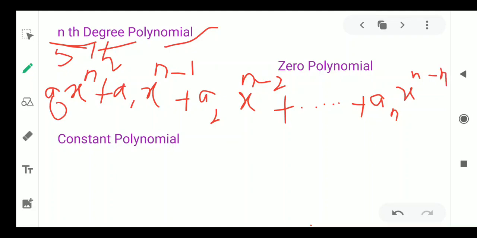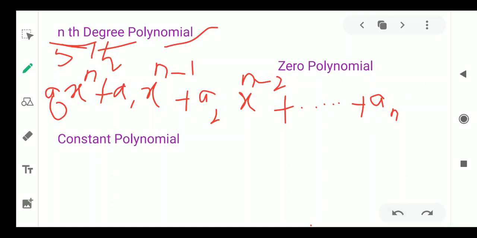Here you observe n minus n, which becomes 0, so it is x power 0. X power 0 has value 1, so you just write An. So this is called the general form of a polynomial of any degree.